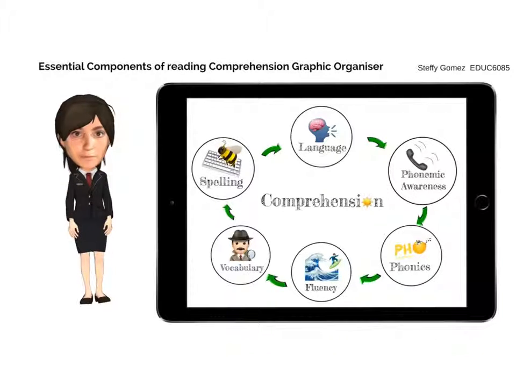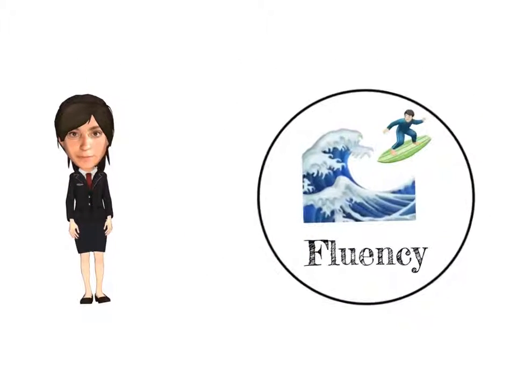So the next one I have chosen in my graphic organizer is fluency. That comes after phonics. Fluency means that you are able to read orally with appropriate speed, accuracy, and proper expression. Fluency is the ability to read as well as speak and to make sense of the text without having to stop and decode each word.